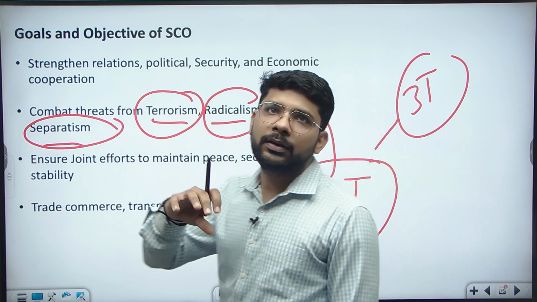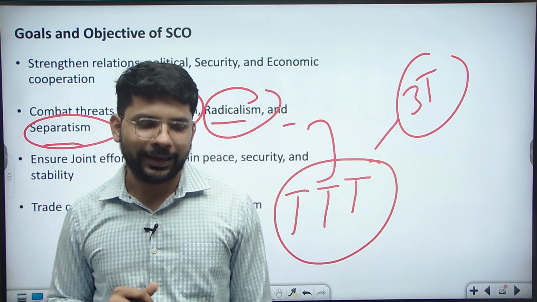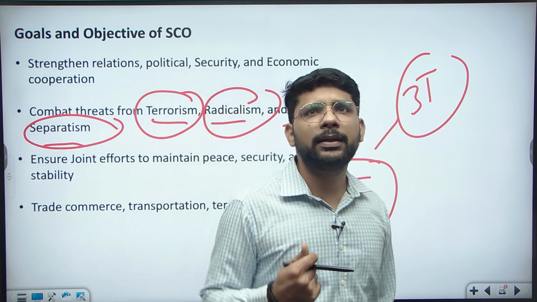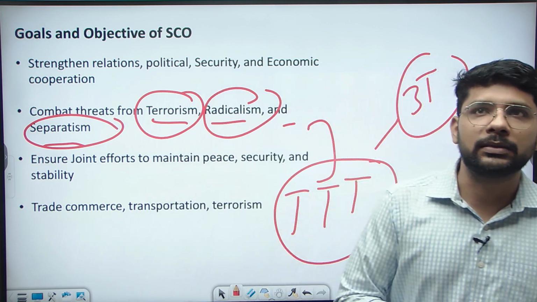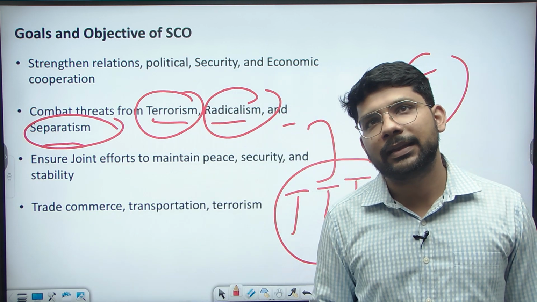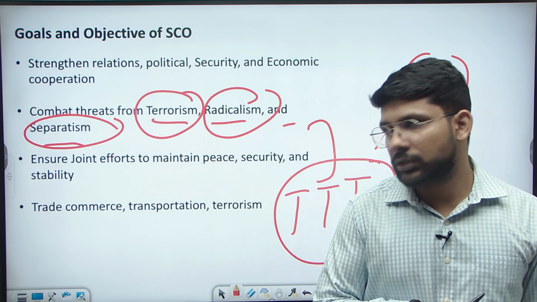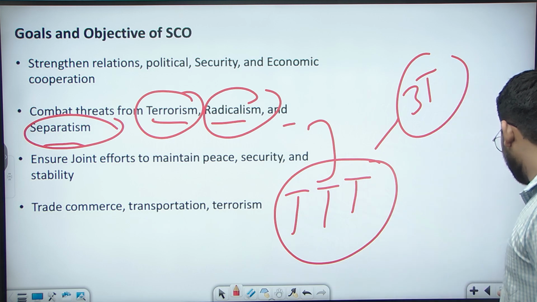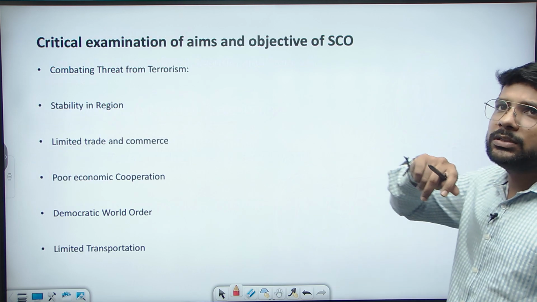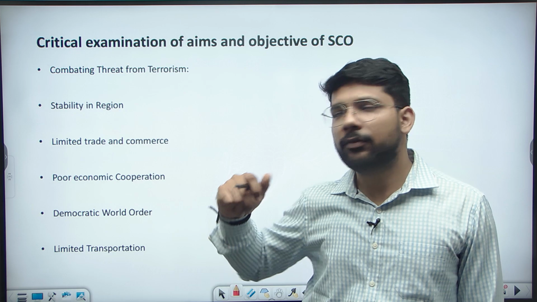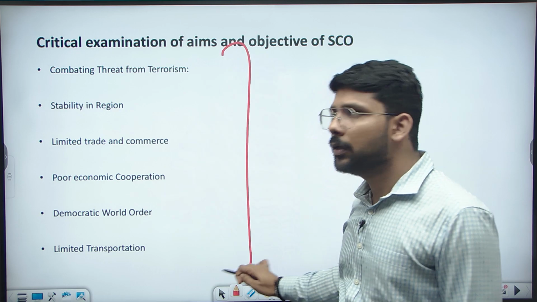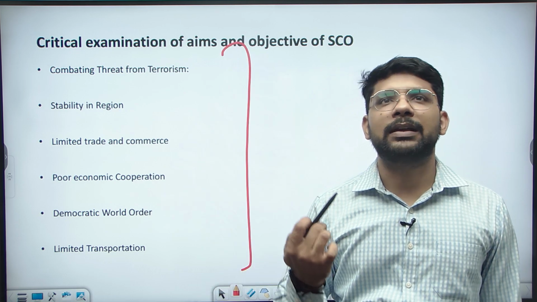So we can start with what the goals and objectives of the SCO are. Now the question is demanding a critical analysis. How can we critically analyze the objectives and aims of the Shanghai Cooperation Organization? Let's see how we can do it. For the critical examination of specific aims and objectives, we are dividing it under these headings. So we will write about what the examples are.